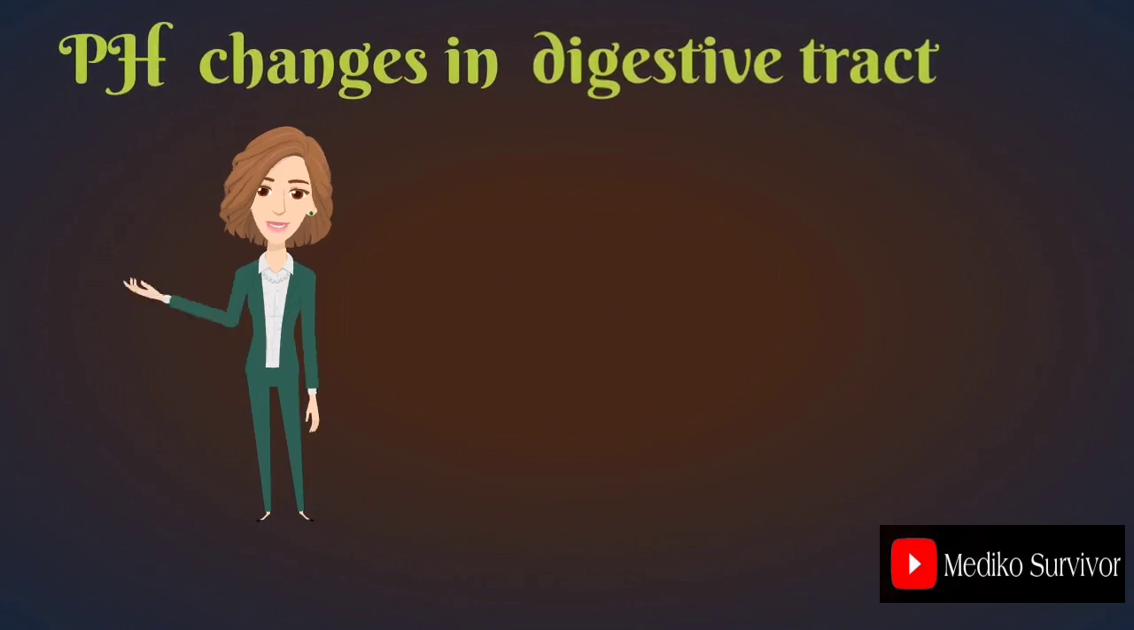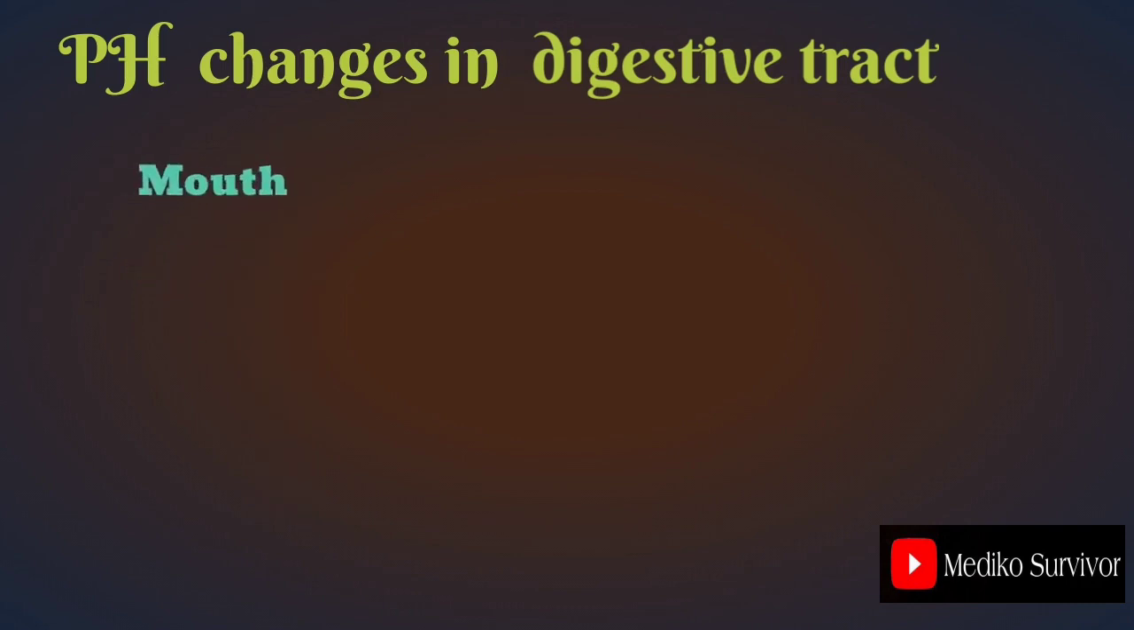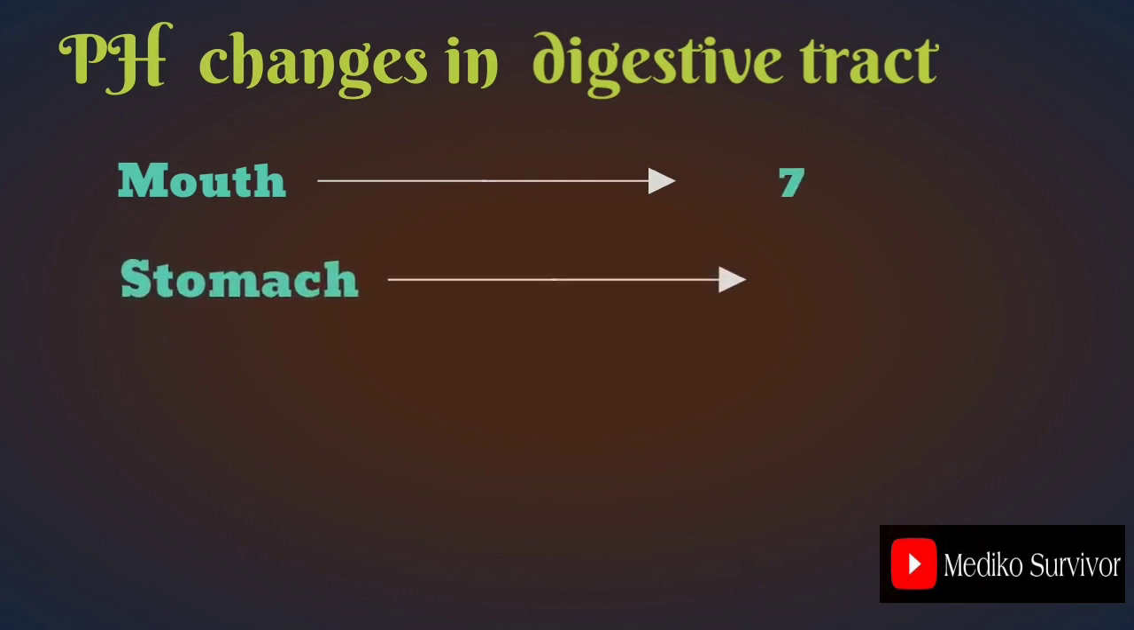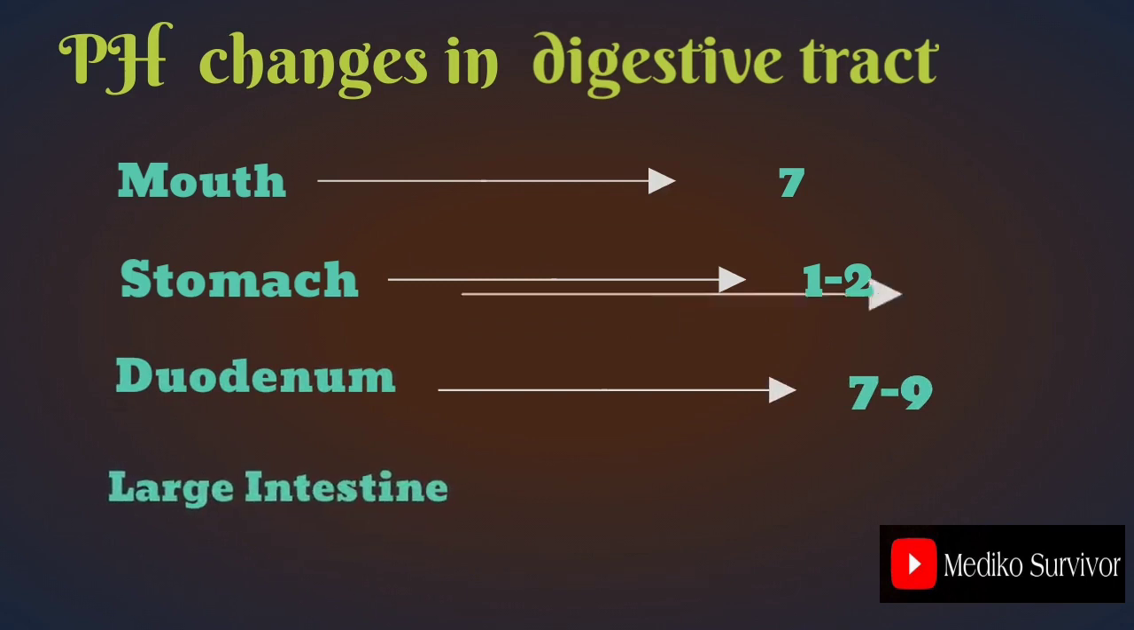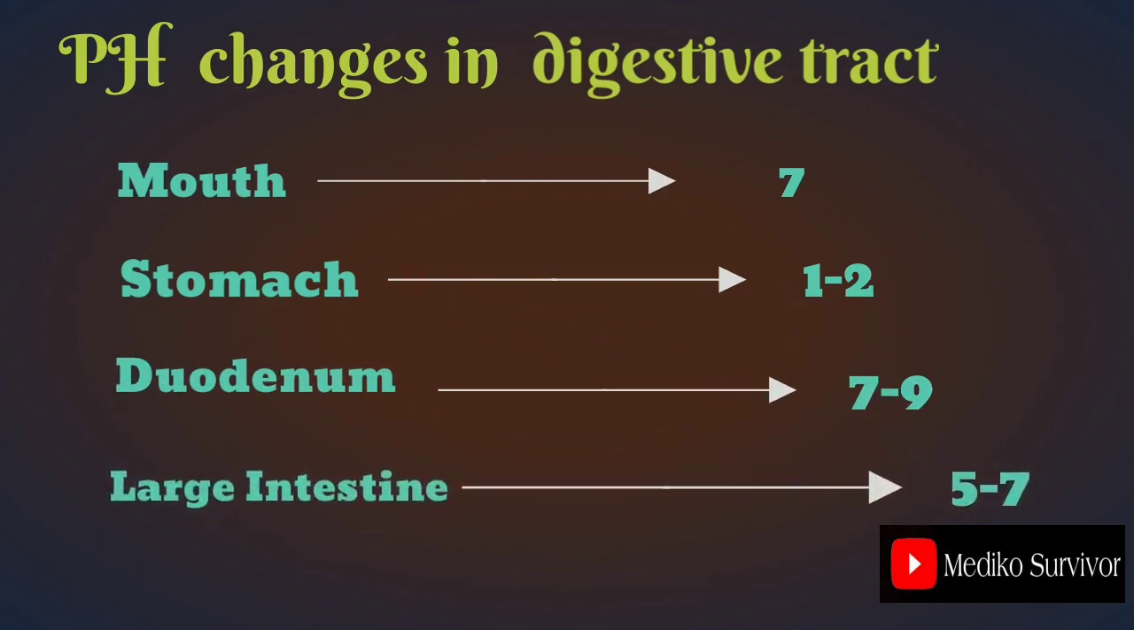pH changes in digestive tract. pH varies in different parts of the digestive tract. In the mouth, pH is 7, because saliva is buffered around pH 7. In the stomach, pH value is 1 to 2, due to HCl secretion by parietal cells. In the duodenum pH is 7 to 9. Partially digested food is neutralized by bicarbonate ions. In the large intestine pH varies between 5.